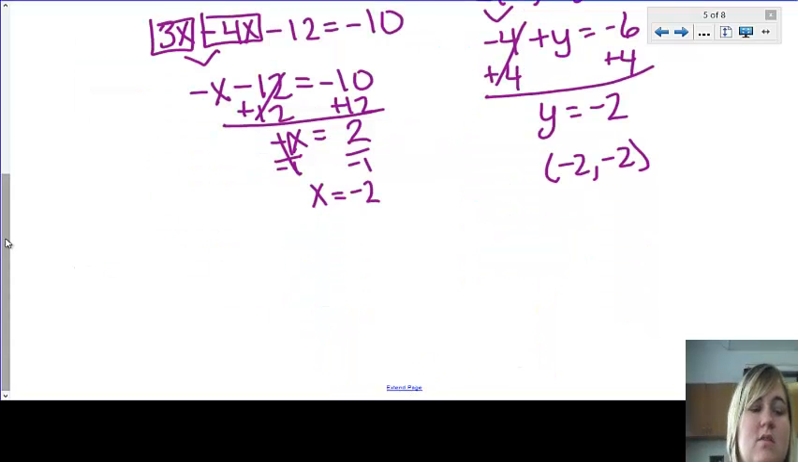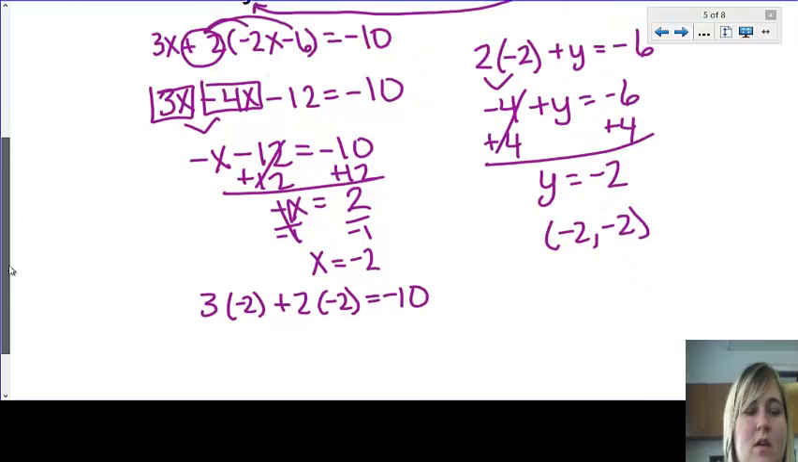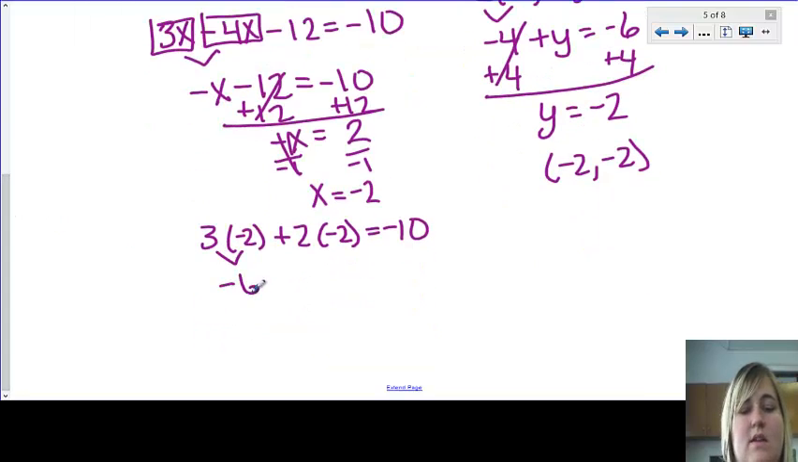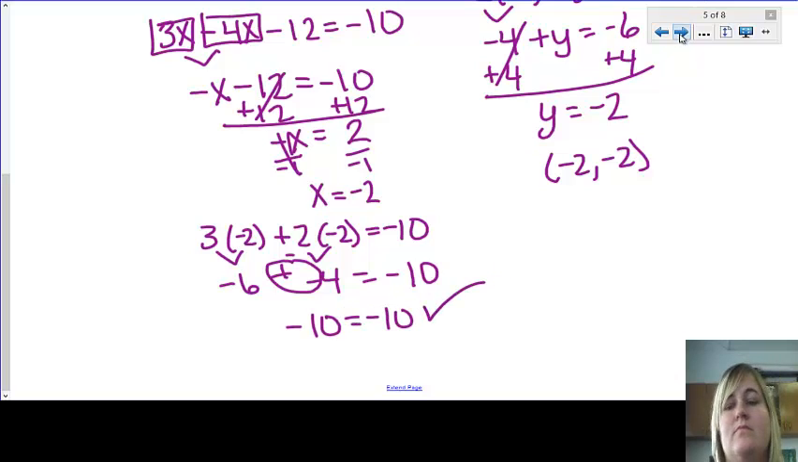I'm going to check it with the second equation. So I have 3, instead of x I'm going to put negative 2, plus 2, instead of y I will put negative 2, equals negative 10. This gets me a negative 6 plus negative 4 equals negative 10. Opposite signs gives me a negative, so negative 6 minus 4 gives me negative 10 equals negative 10. It checks. So this is my solution.